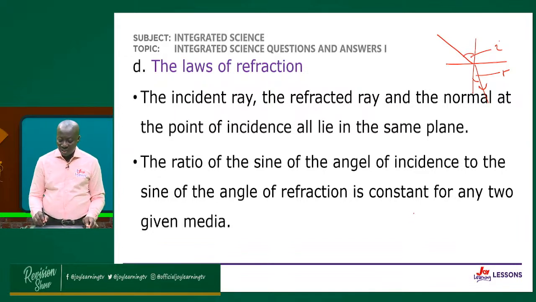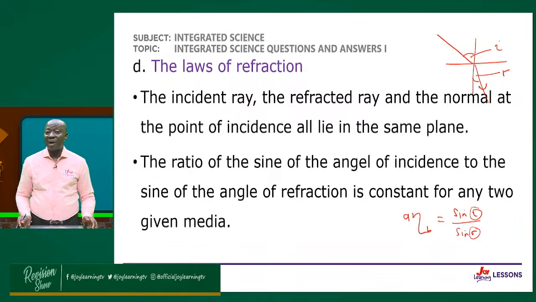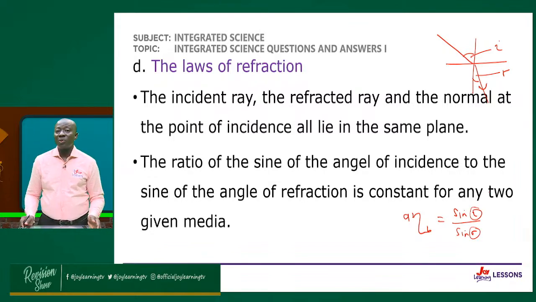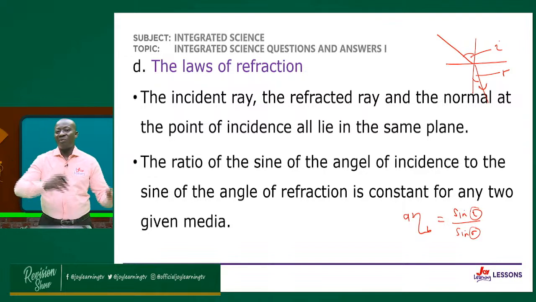So in physics, we say that the sine of the angle of incidence from maybe medium A to medium B will be equal to the sine of the angle of refraction. So sine I over sine R. We are looking at the sine of the angles of I and R. The ratio will always be constant for the two media. So we can use that phenomenon to determine the refractive indices of materials.